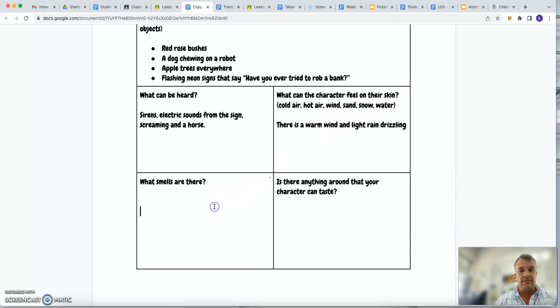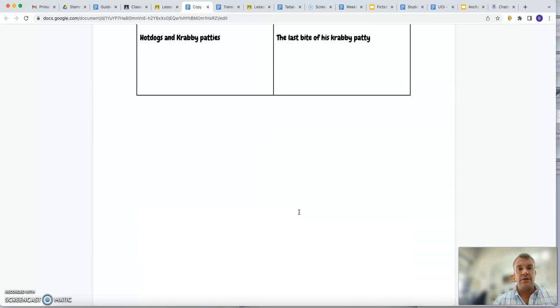All right, what does he smell? Hot dogs. Robotic hot dog. Hot dogs from SpongeBob's. No, Krabby Patties. Okay, hot dogs and Krabby Patties. That's how he spells Krabby. Well, that's how I spell it. All right, is there anything that we can taste? Is he eating anything? Yeah, he's eating a Krabby Patty. All right, the last bite of his hot dog, his Krabby Patty. Hey, the Krabby Patty's actually a crab. Okay, nice one. All right, the last bite of his Krabby Patty. Okay, so that's what we're doing.